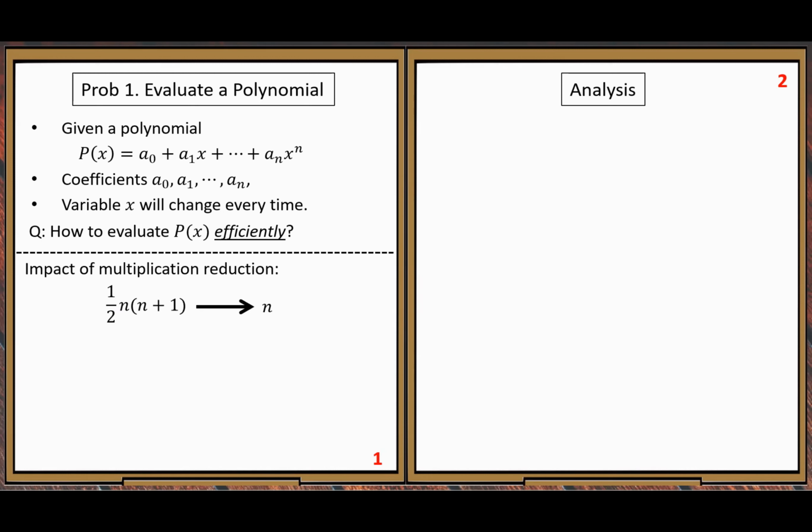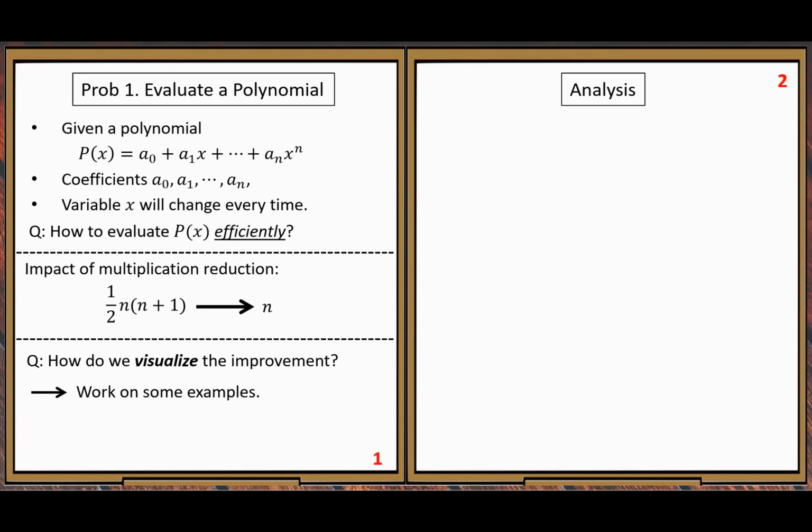So, how to visualize it? We want to see something better. We want to see some concrete numbers so that we can feel the huge difference. All right, let's work on some examples. Let us do some experiments here. What kind of first experiment? We assume n equals 1,000. How about that? 1,000. It's a pretty big number.